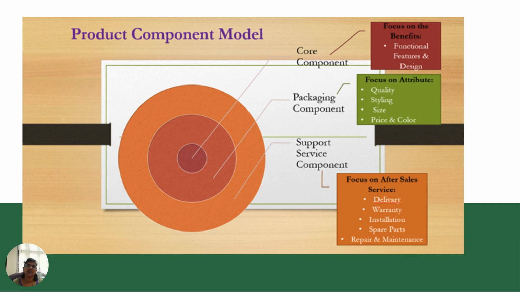The second adaptation can be done on the packaging component. Maybe you make some changes to the packaging: the size of the packaging, the color of the packaging, the quality of the packaging, and so on. The third adaptation can be focused on the support service component, for example, warranty, installation services, and so on.